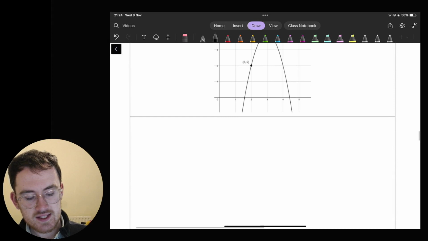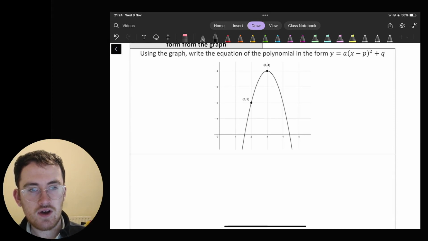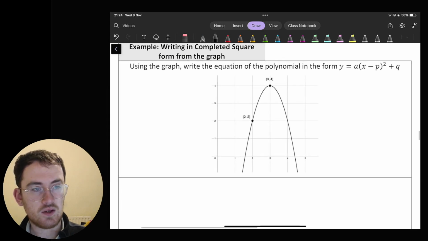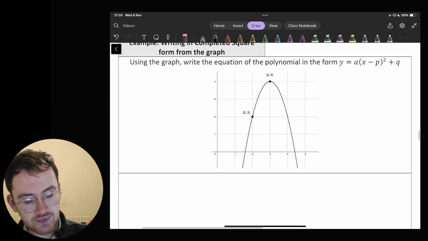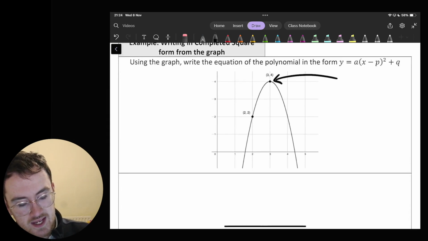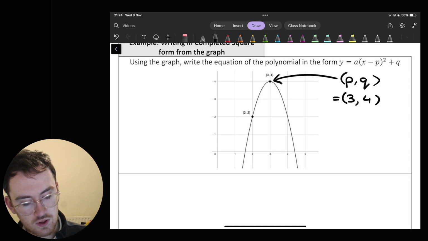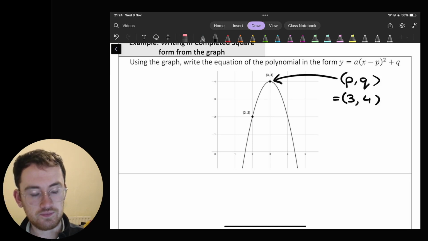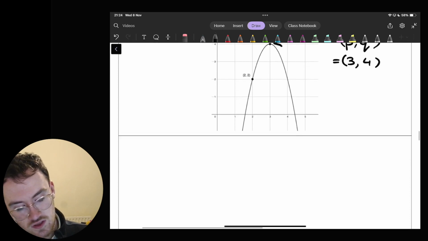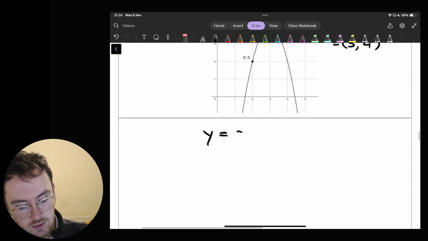So I'm going to go back up to this example here, and they've said using the graph, write the equation in completed square form, and there they're not giving us that format. They are in fact giving us the maximum point here, so I know that my maximum point is going to be (p, q), and for this question that's going to be (3, 4). Okay, so subbing just that point in, I get y is equal to a(x minus 3) squared plus 4.